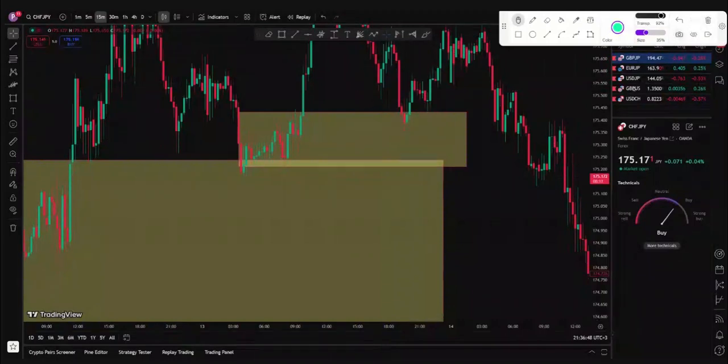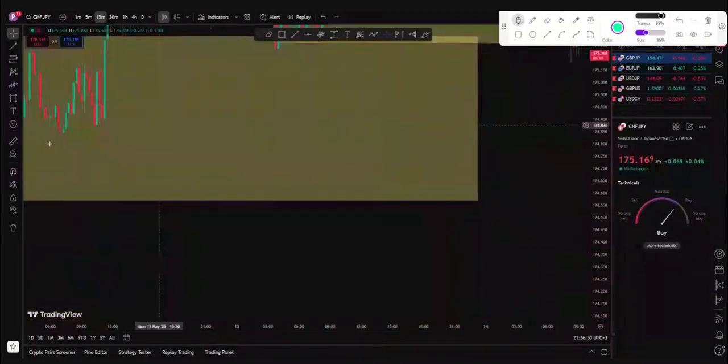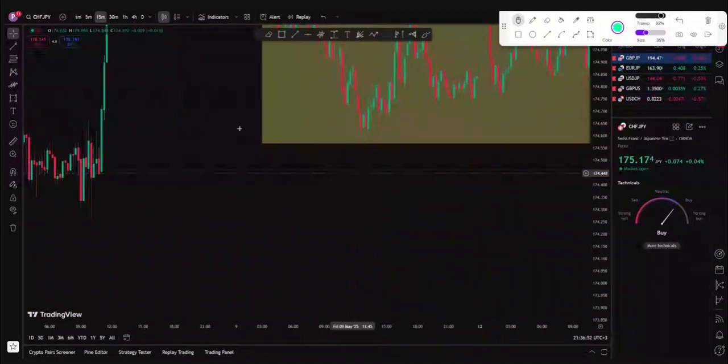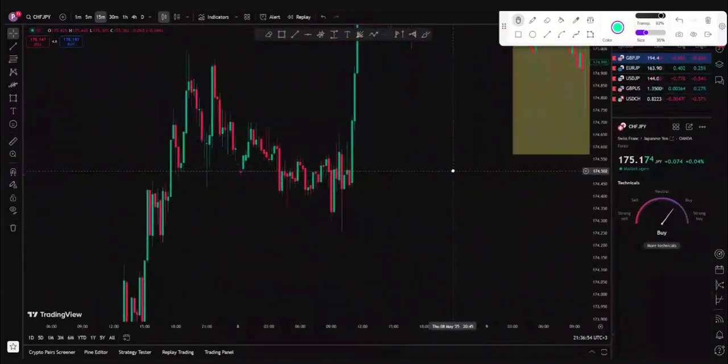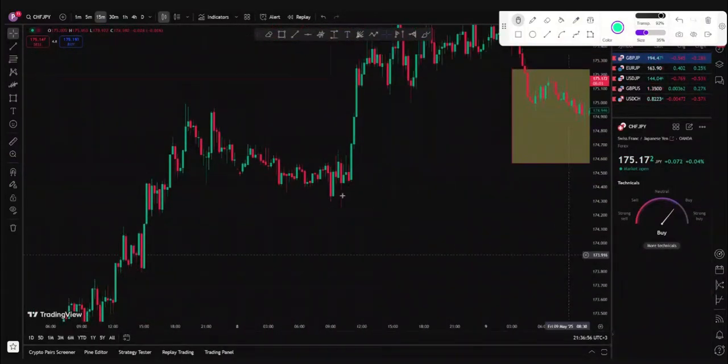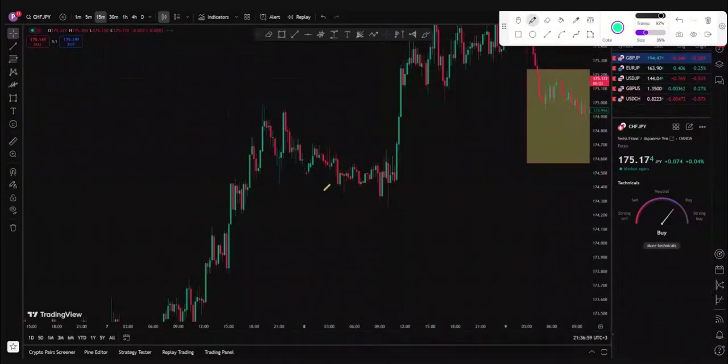So what pair was this? This was CHF JPY, and you have seen there are many supply and demand zones. So if you want to trade supply and demand zones, this is another one. You see there are many. This is also a supply. This is a rally, then a rally.